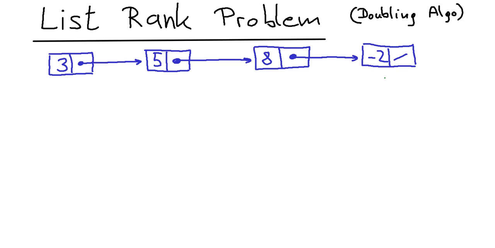So the last element is already the last element, so here we have zero hops until the end. The list rank is zero. This one has one hop to the end, so we have a list rank of one, we have a list rank of two, and a list rank of three.